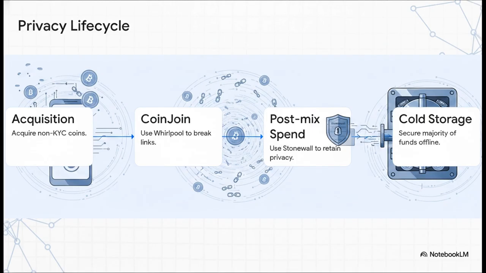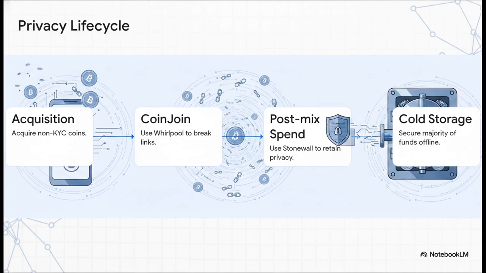The playbook here is extremely precise. First, non-KYC acquisition. Second, you run those coins through a Whirlpool coin joint to effectively shatter any links to their past history. Third, you utilize post-mix spending tools like Stonewall to retain that privacy moving forward.